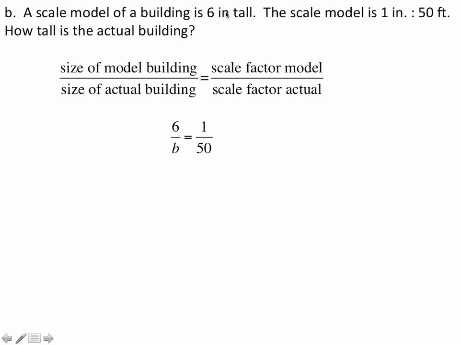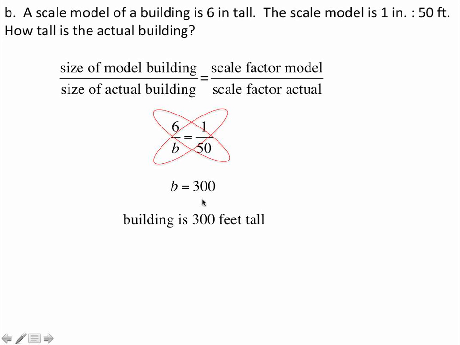Notice the 6 inches is on the top. The 1 inch is on the top. They have to be together. You could do the 6 inches on the bottom, but then you need the 1 inch on the bottom, the 50 up top and the B up top. It's a proportion. Cross multiply. We spend so much time cross multiplying. You solve so many problems that way. This is an easy one. 1 times B is B. 6 times 50 is 300. The building is 300 feet tall.